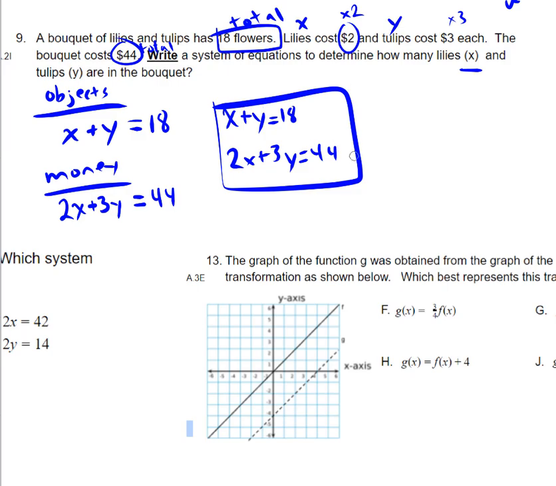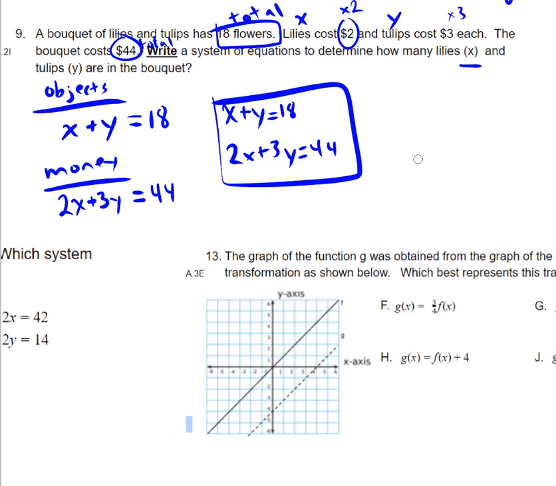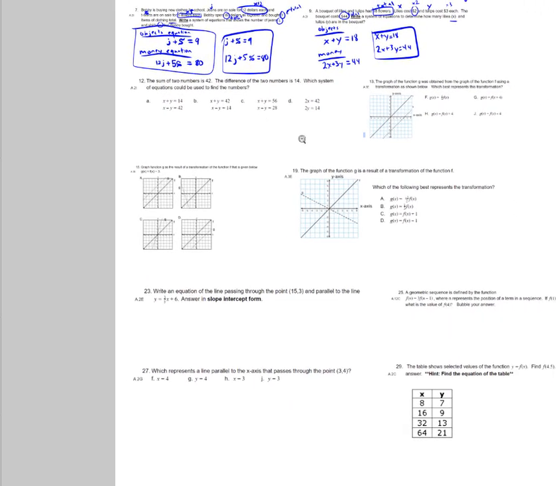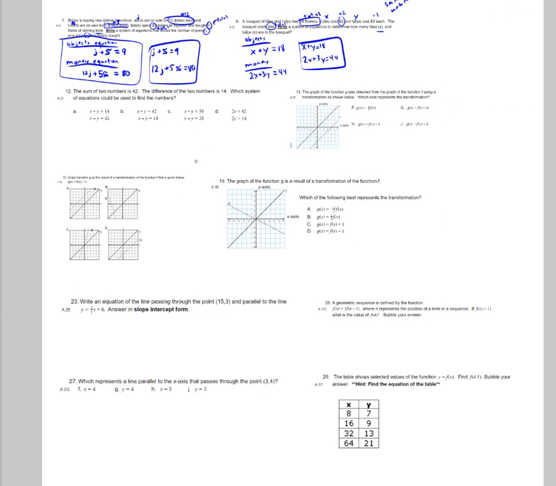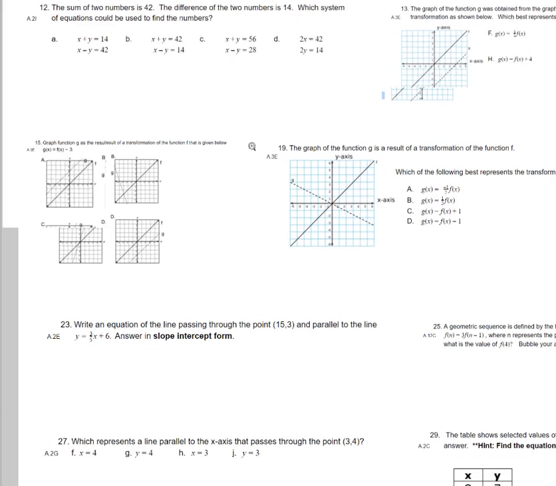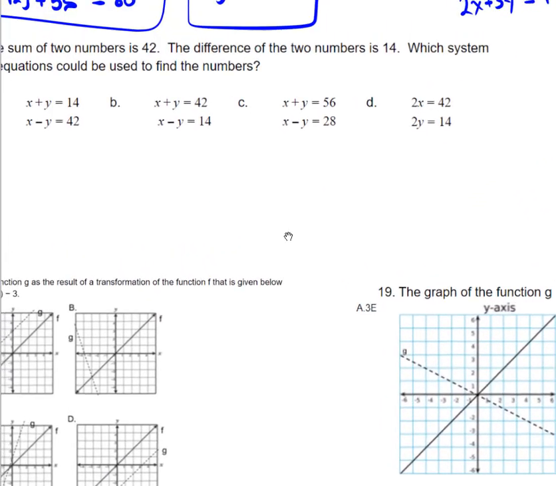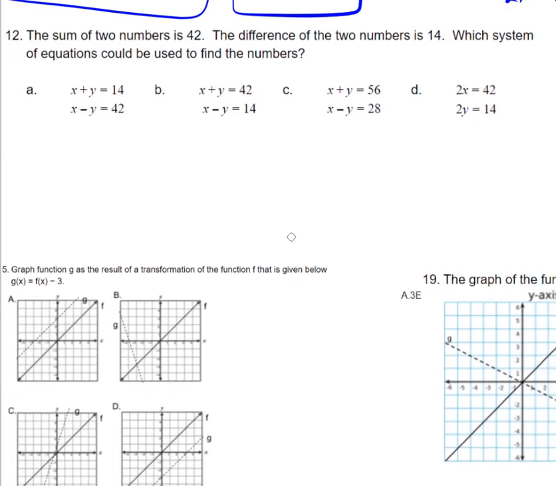So hopefully that helped for that one. Let's go ahead and move on because we're just having so much fun. All right, moving on. The sum of two numbers is 42. The difference of the two numbers is 14.